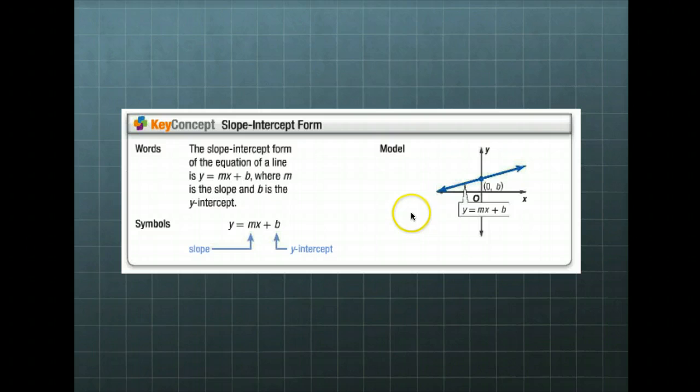The slope-intercept form of the equation of a line is y equals mx plus b, where m is the slope and b is its y-intercept. Make sure you understand this. Have this in your notes. You can go ahead and draw lines to show what the slope, m, and y-intercept, b, are.